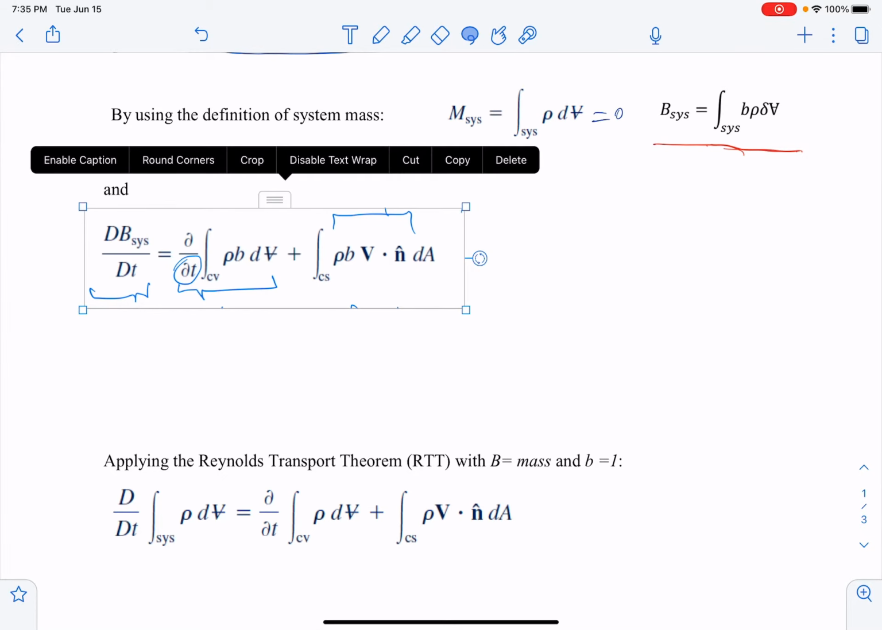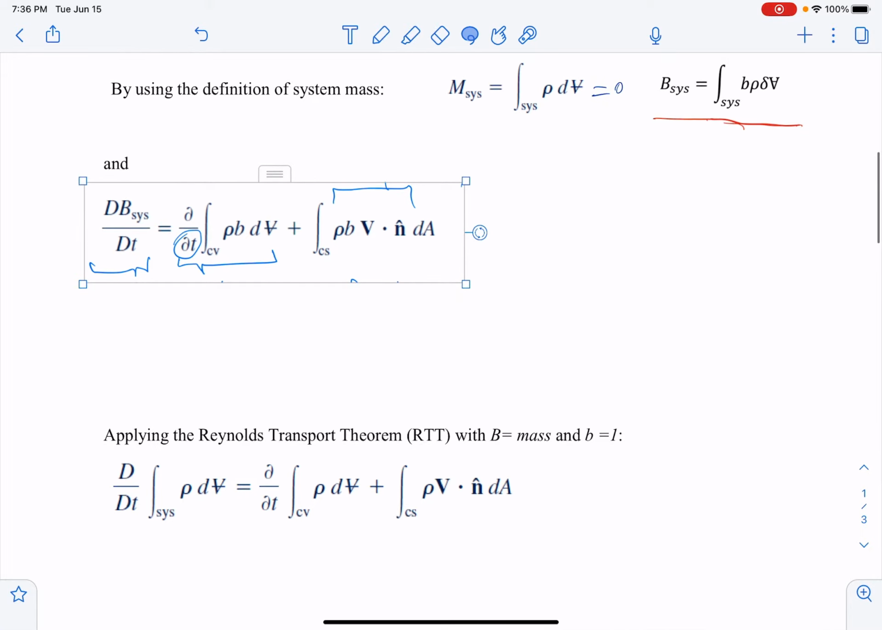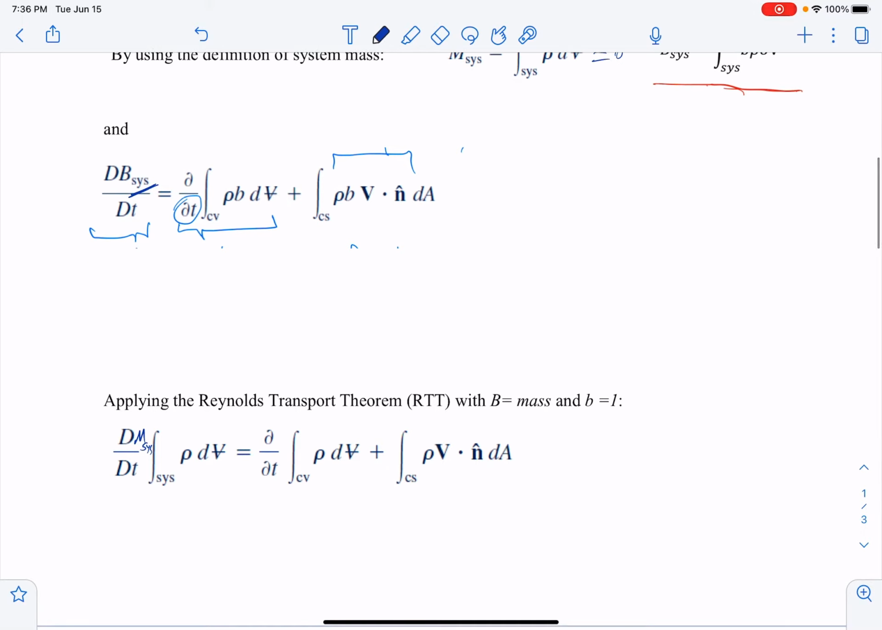So by using the Reynolds transport theorem, instead of B here, I can write down M of the system, because we are using mass, right? And then we have the rest, and instead of little b, there's a table that I provided in the previous chapter. If we use mass as B, little b is going to be 1, right? So this is why here we don't have b, and just right here it's 1 for now.